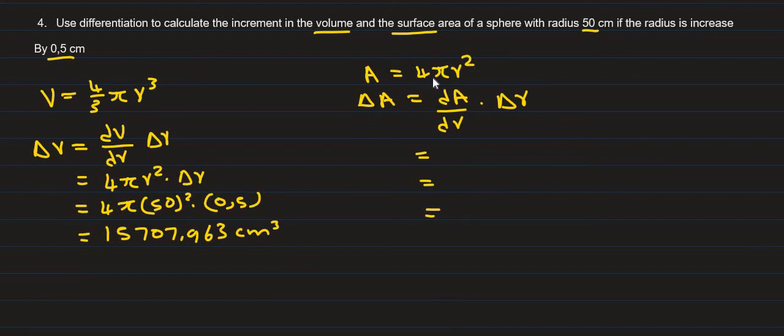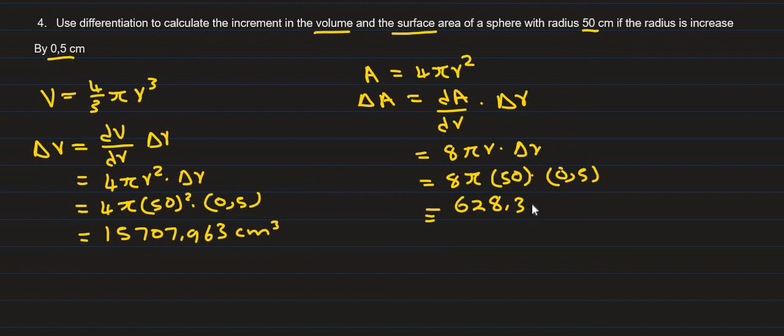The derivative of the area with respect to r is 8 pi r multiplied by change in r. So 8 pi times 50 times 0.5 gives 628.319 centimeter squared. So you have calculated the change in volume and change in area.